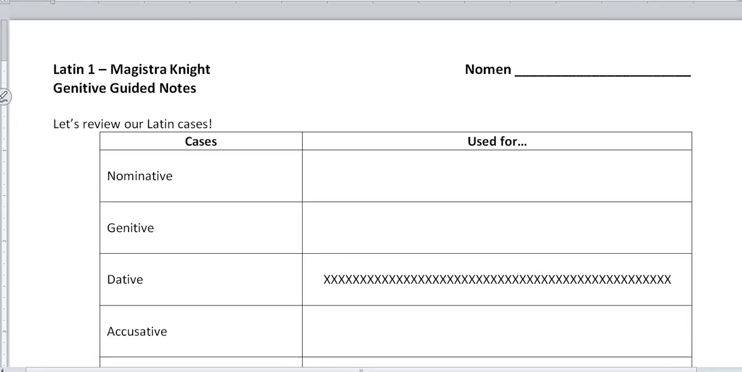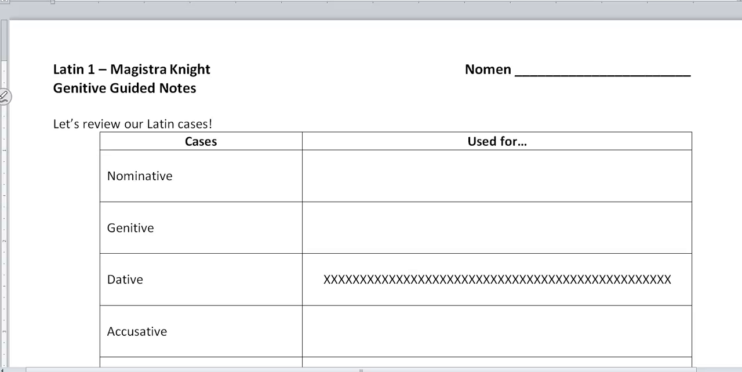All right, so today we're going to talk about the genitive case, which is something that we've been talking about in and out for the last couple of weeks now, actually. So you already kind of have an idea about the genitive case, but today we're going to talk about the genitive in a lot of really nitpicky detail.